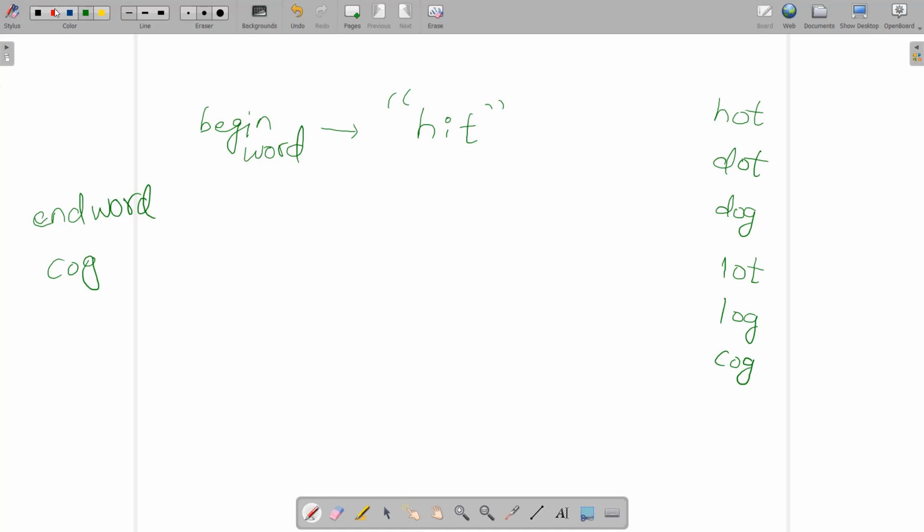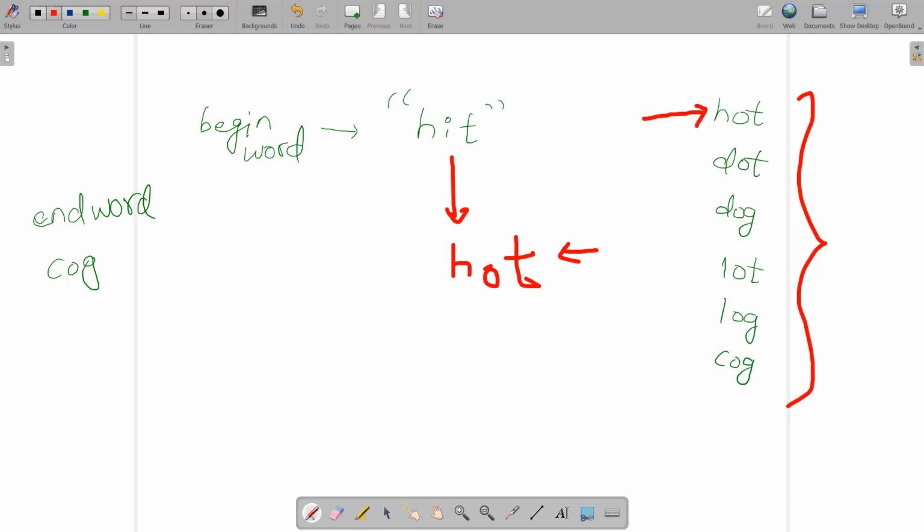Okay, so we need to find the shortest transformation sequence such that we start with this word hit and reach the word COG, and all the strings that lie in the path from hit to COG have their entries in this dictionary. Suppose we want to move from hit to hot. Can we move? Yes, we can, because the hot string is present in this dictionary, and the number of characters which differ in the hit and hot strings at their positions is exactly 1.